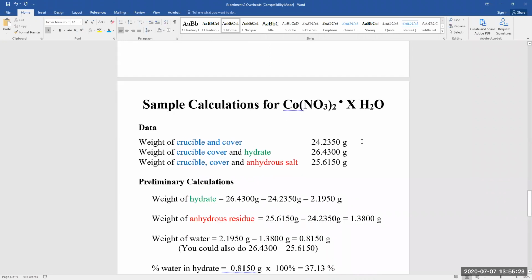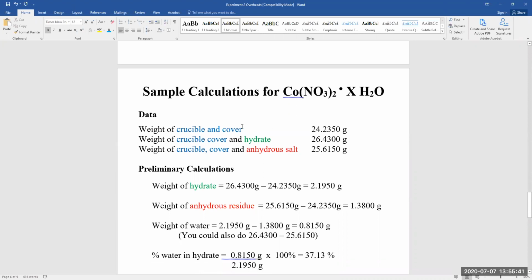So let's walk through some sample calculations here. And again, we're using the cobalt-2 nitrate, but that's not your salt. It's a different salt. So don't be mimicking these molecular weights here for the cobalt nitrate, because it will be wrong. You have to calculate molecular weight for your salt. All right. So here's what you have. You're going to have the weight of the crucible and cover, the weight of the crucible, cover, and hydrate.